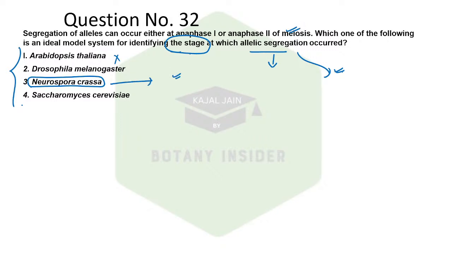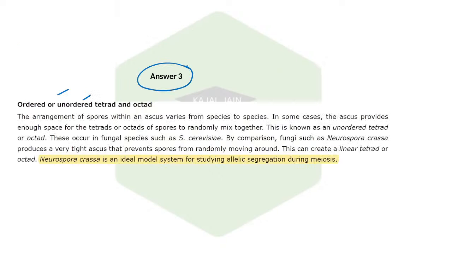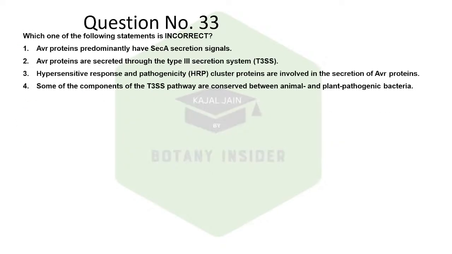Arabidopsis is for ABCE model. Drosophila is a model organism for your developmental biology. Every particular individual, like all of the ones written down over here, all of them have a specific role in different biologies. Okay, remember about this. Neurospora is for your genetics. Keep a note. Next question, give it a try to this.